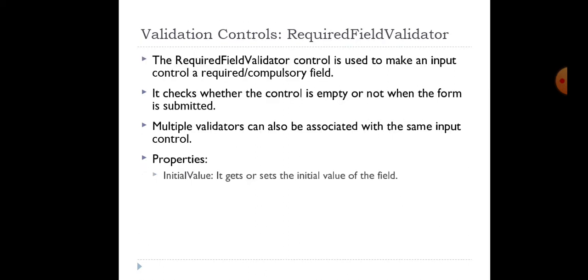Next, the first one is the required field validator. It is a compulsory field. We don't leave the input blank. We must enter it. The required field validator control is used to make an input control a required or compulsory field. It checks whether the control is empty or not when the form is submitted. We may associate multiple validators with the same input control. Its property is initial value.